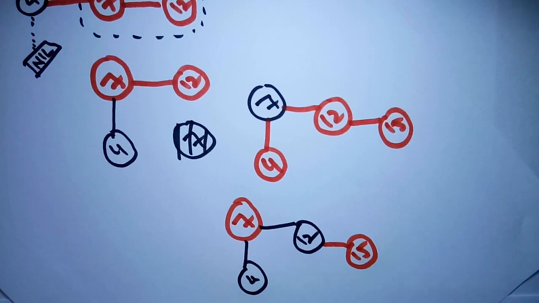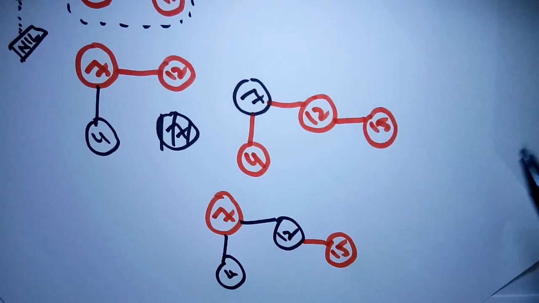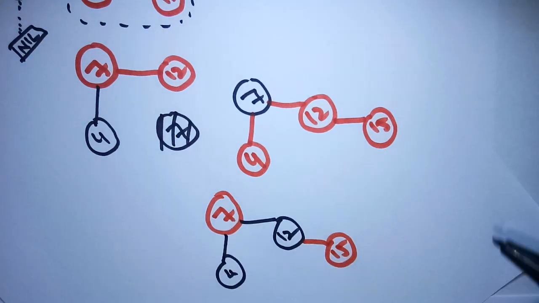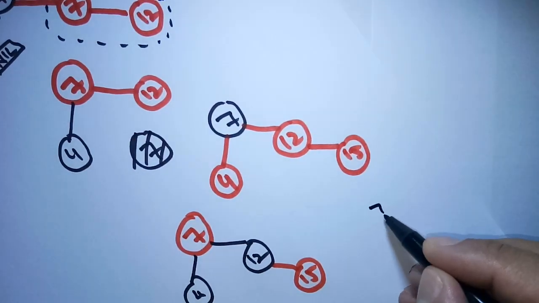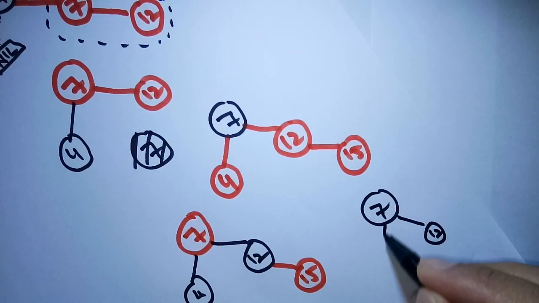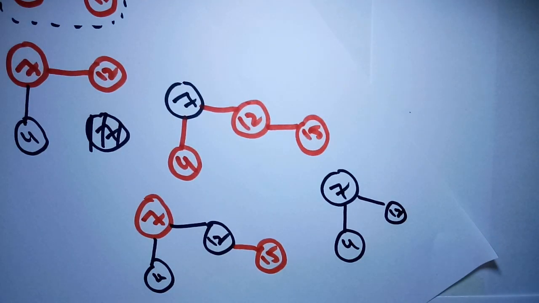Clear? But then this violates the property that the root node should always be red. So if this is the case, simply the rule number 1 is applied: change the color of the root. So the root color will be changed, so that 7 will become black, 12 in black color, 4 in black color, and the new node 15 is red.